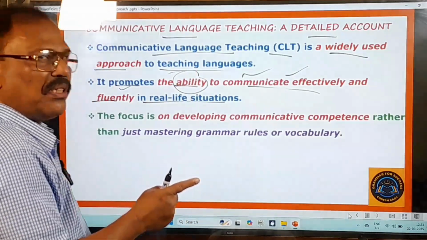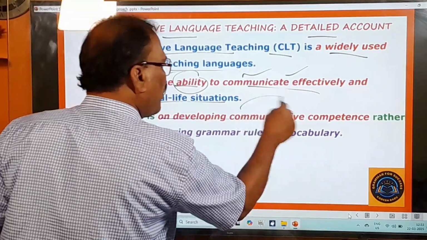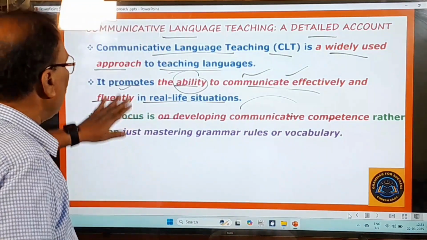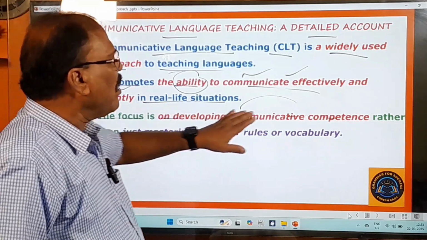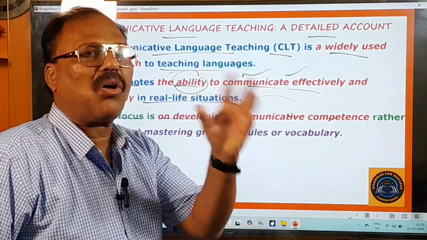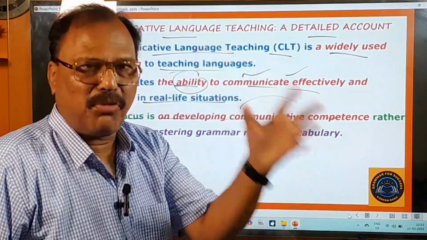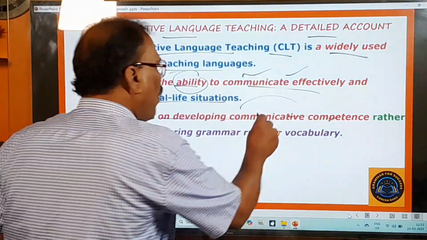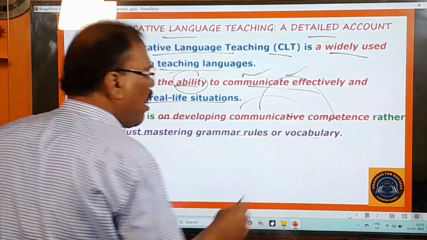Another important introductory point is that the focus is on developing communicative competence. So this approach focuses mainly on developing communicative competence. Communicative competence means to speak the target language effectively, to speak the target language fluently. So that is what is called communicative competence, rather than just mastering grammar rules or vocabulary.